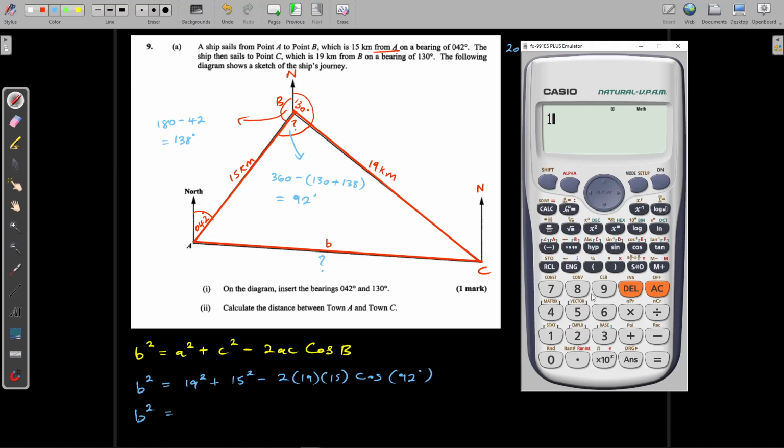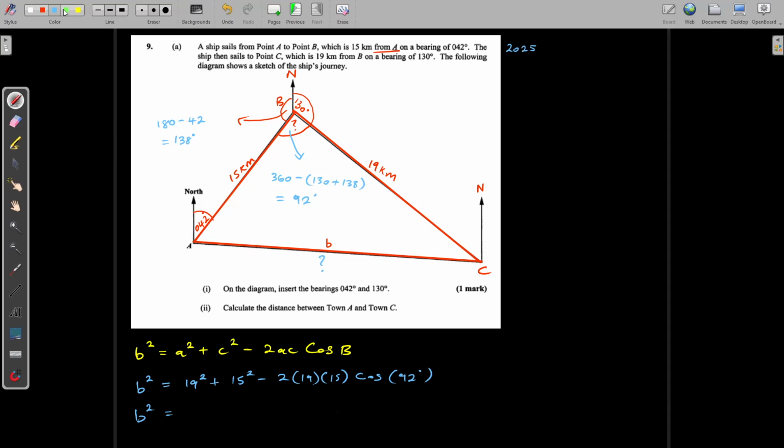So this would be 19 squared plus 15 squared, minus 2 times 19 times 15 cos 92. So 605.89. And before you round this off or anything, remember, in order to get b, we're going to have to take the square root of whatever answer we get, right?